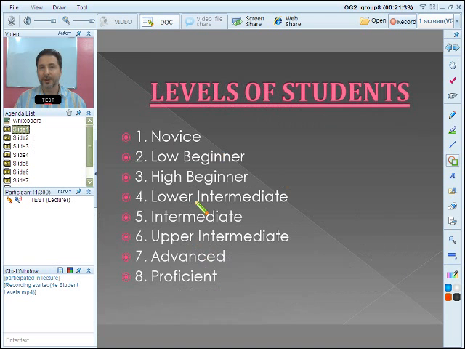And just a very quick review. Novice, low beginner, high beginner. You can insert in here also beginner to give you an additional shade. Sometimes it's not really low, not really high, so beginner's fine. Low intermediate, intermediate, upper intermediate, no problem, advanced, and proficient. I wouldn't put too many shades of gray here with advanced. Either they're advanced or they're proficient.